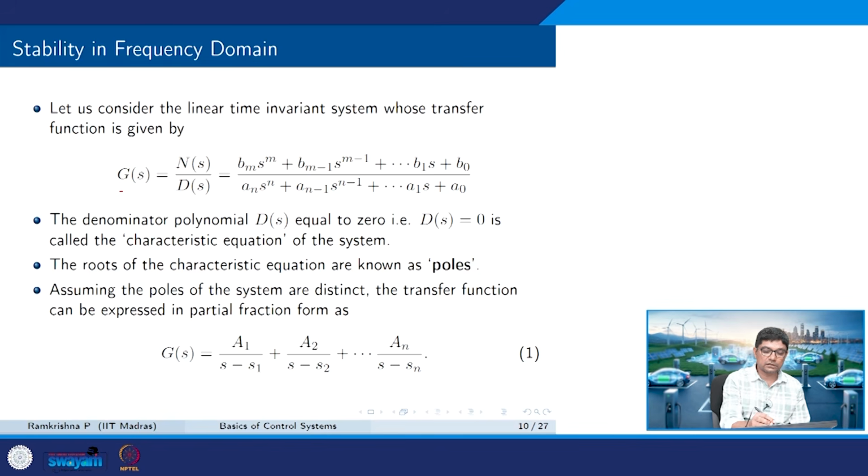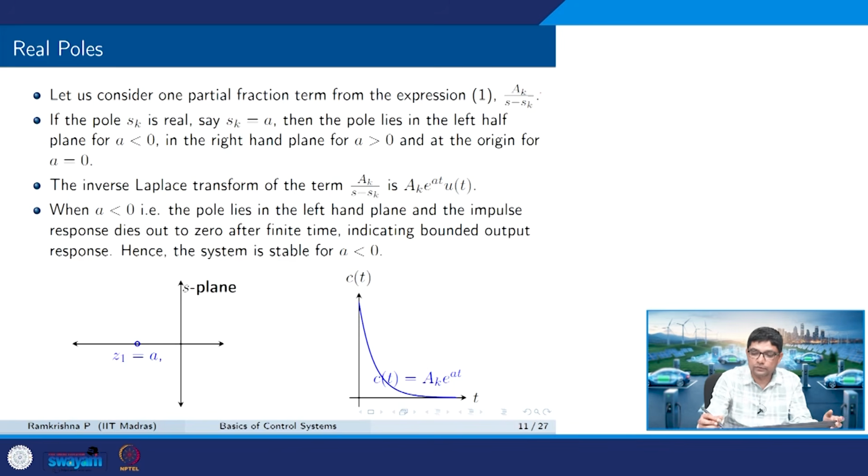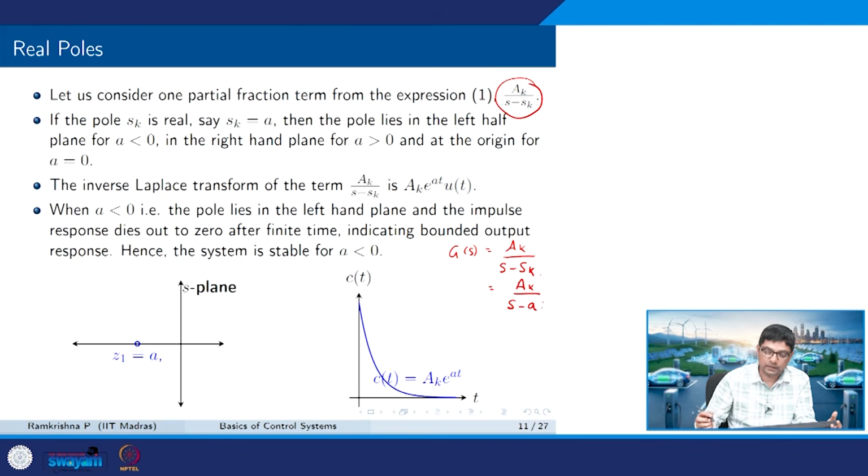Okay. So, given any G(s) of this form, I can write it in terms of partial fractions. Let us say I just take one of these elements. Let us say G(s) is of the form A_k/(s - s_k). If the pole is real, let us say s_k equal to a, I will write this as A_k over (s - a). Okay. Now, if s_k equal to a, the pole lies in the left half plane when a is less than 0.